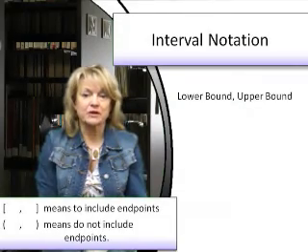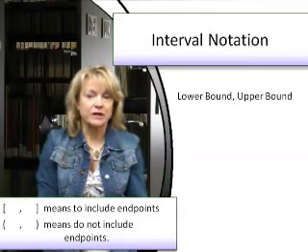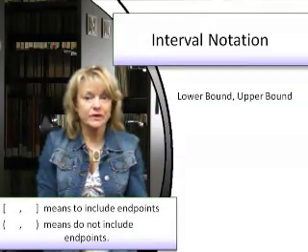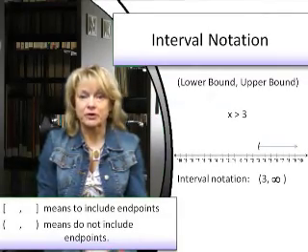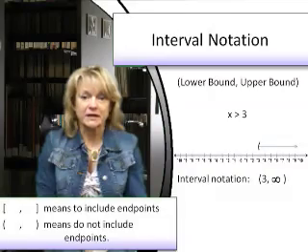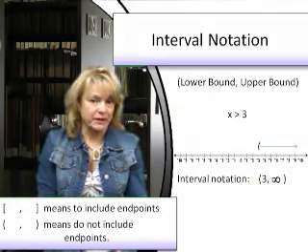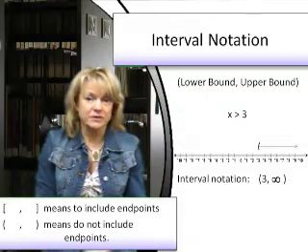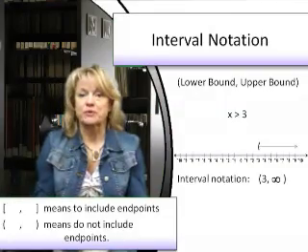The upper bound will also have a bracket or parenthesis to the right of it, dependent on whether that number is to be included or not. So let's say our solution set is any real number greater than 3. To help with our interval notation, let's graph this on a number line. On the real number line, you will see the 3 is the lower bound, and it is not to be included, while we're going every number to the right of 3.